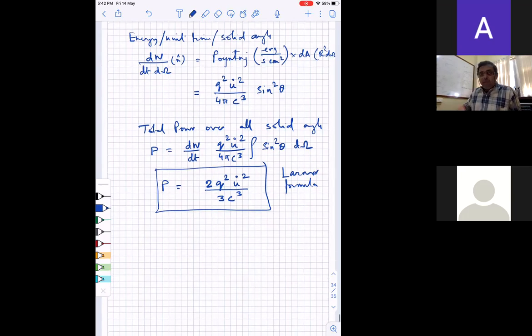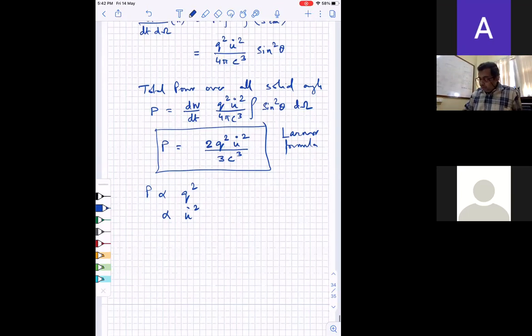A couple of things you can quickly say about the Larmor formula. First, P is proportional to the charge squared. It is also proportional to the acceleration squared. U dot is an acceleration. So it's proportional to both the square of the charge and the square of the acceleration. So if you change things a little bit, your energy radiated becomes very fast.